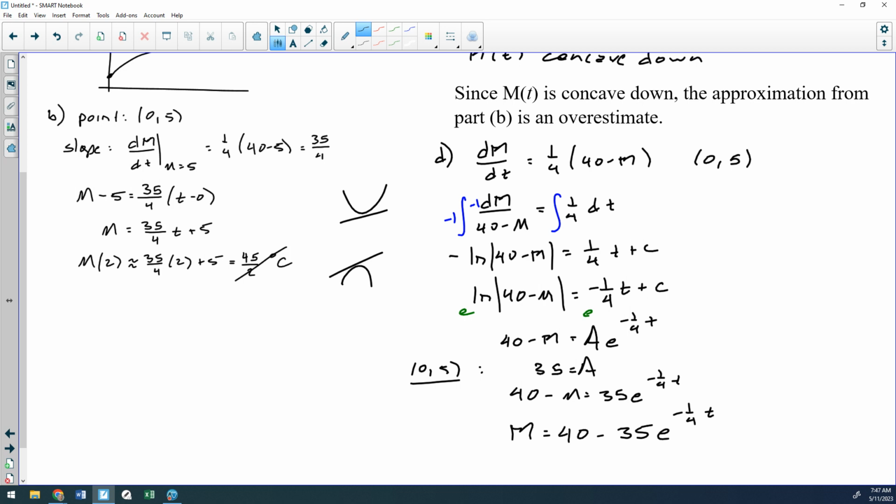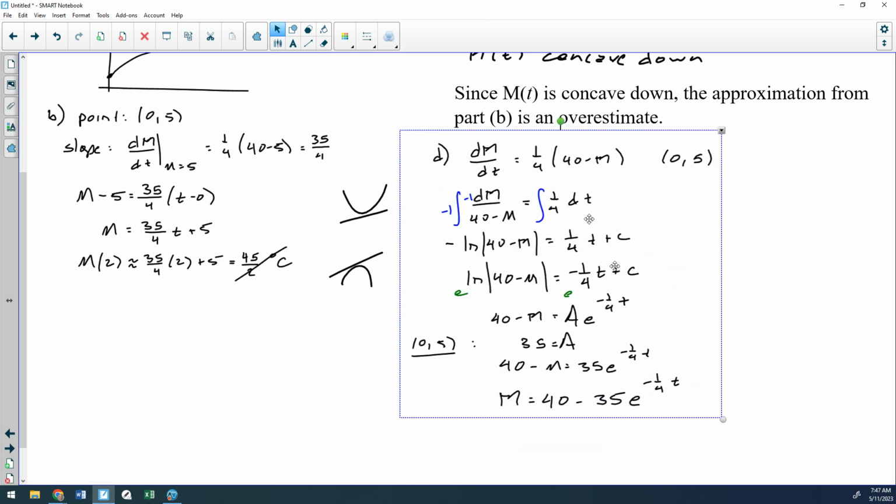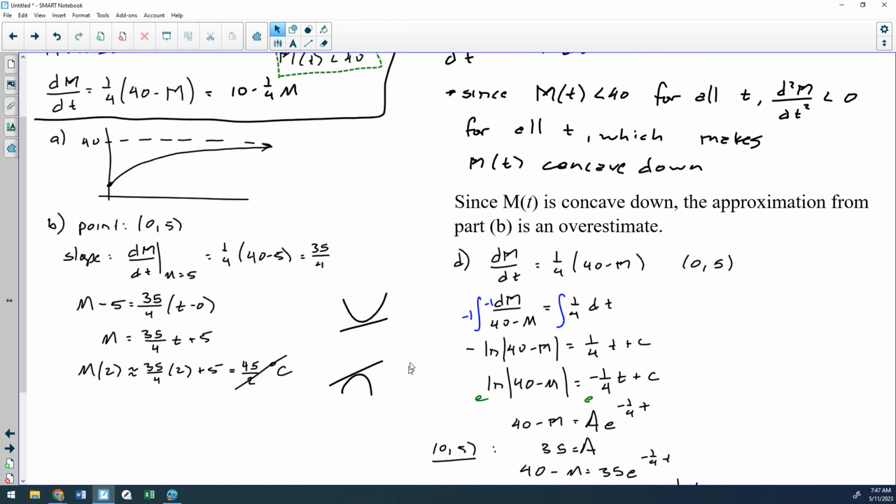So a lot of steps there. Honestly, that was not a terrible solving of a differential equation. And that is all for number 3. We'll move on to number 4 here in just a second.